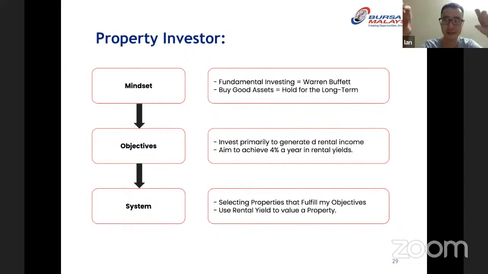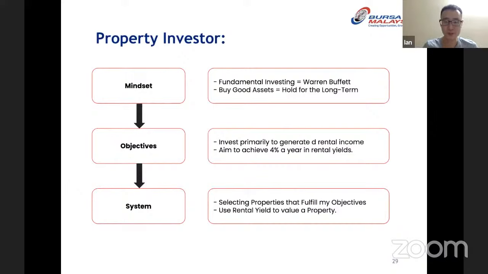So that's the mindset. Now, when it comes to objectives, instead of stocks, my objective is to earn dividend income. For properties, it's the same. I would like to get rental income from my properties. Let's say, for example, I would like to achieve 4% per annum in rental yields. So for stocks, I would like to get dividend income, a 4% dividend yield. For properties, rental income, 4% per annum.